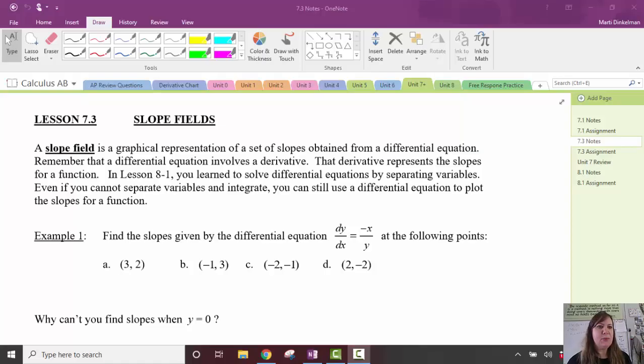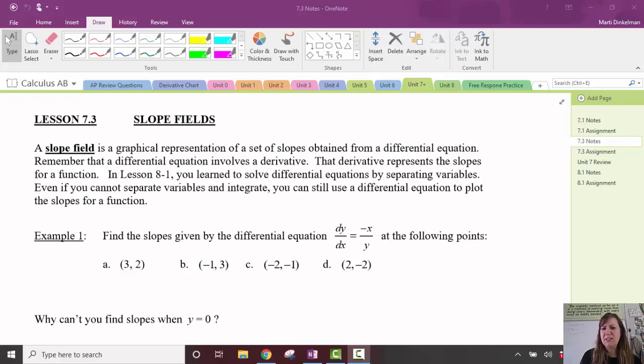Everybody, this is Mrs. Dinkelman, and these are the notes for Lesson 7.3, Slope Fields. Now, slope fields to me are really just a visual representation of what a solution to a differential equation might be. I would think we would tend to use these if we can't find the solution to the differential equation. So we draw a little picture of it so that we can at least get the idea of the behavior of the particular function.